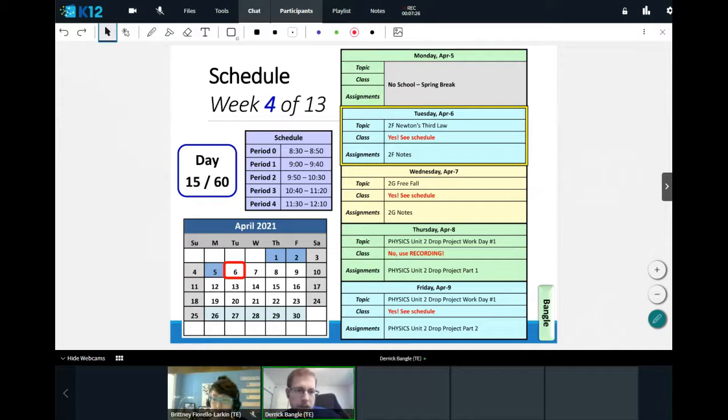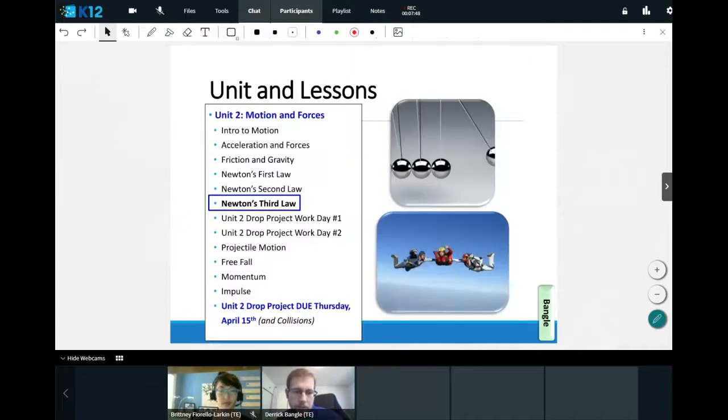Today is day 15 out of 60. We are coming back from spring break. We have a 4-day school week this week, so yay for us. And then Thursday, as always, is going to be a recording day where you'll use the recording to guide you on working on your Unit 2 project for this unit.